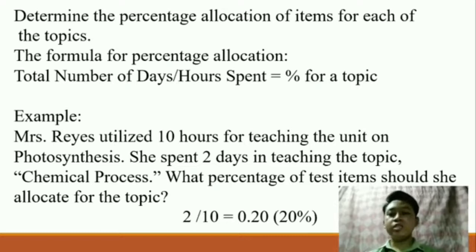Okay, we will now use the formula for percentage allocation. Total number of days is 2 days, correct? Divided by hours spent, and that is 10 hours. So, 2 divided by 10 is equal to 0.20, and that is equivalent to 20%. Therefore, the percentage of the test items is 20%.